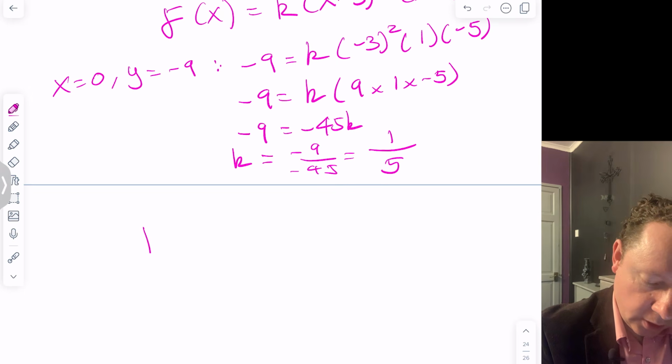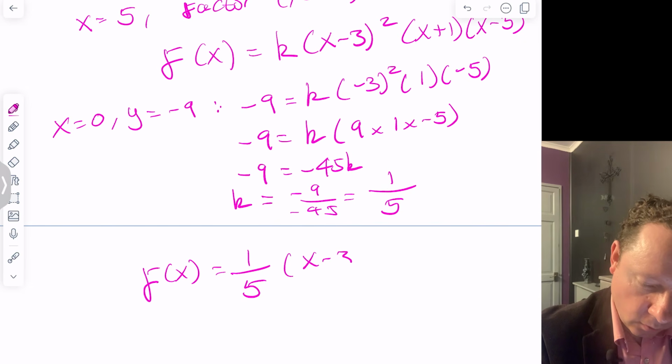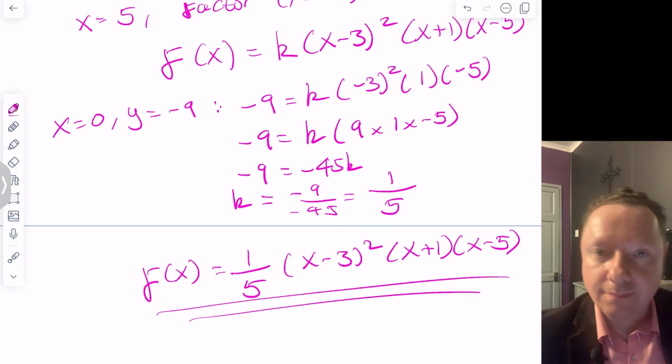Finally, answer the question. f of x is equal to 1/5 of (x minus 3) whole squared, (x plus 1), and (x minus 5). And we're done there.